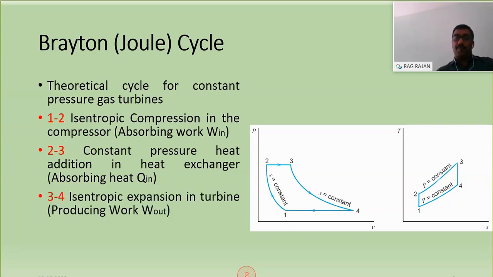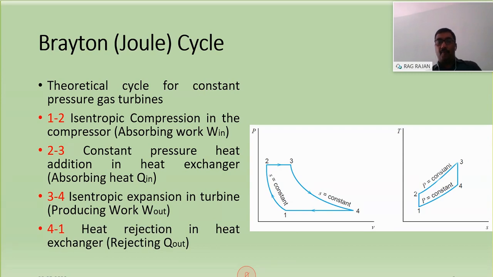In 3 to 4, it is again isentropic expansion. So it is producing work. It is the work done by the turbine. As I mentioned, the work done by the turbine is consumed by the compressor also. So the work done by the turbine is the total work produced by the system, but we won't get that as an output; the net output will be different from the work produced by the turbine.